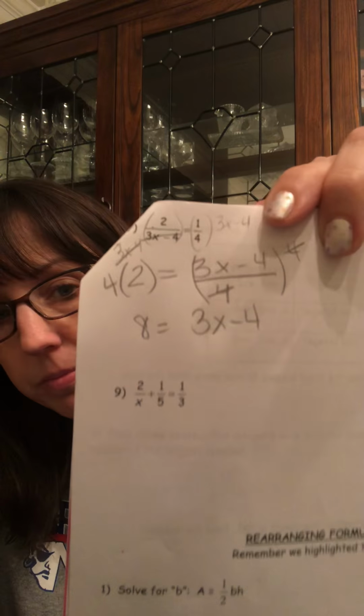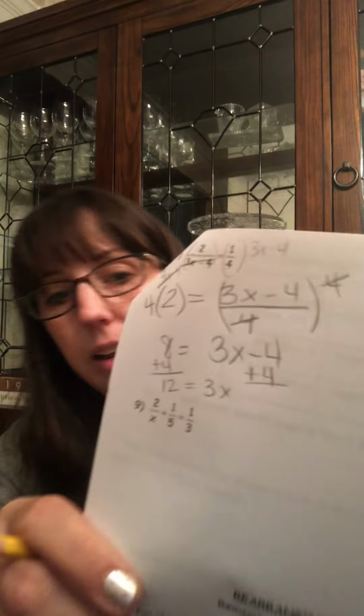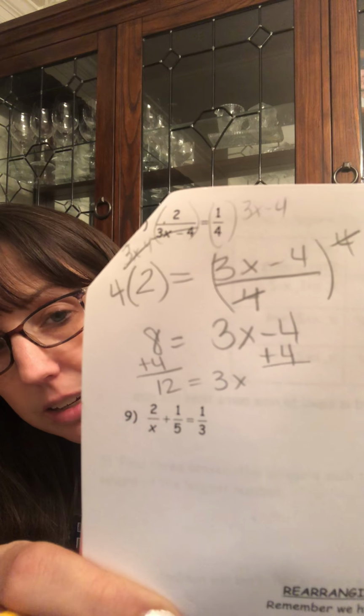So then I still have a fraction on the other side. I'm going to multiply that times 4. The tops and the bottoms are going to cancel out. And I'll multiply the 2 times 4, which gives me 8 equals 3x minus 4. I'm looking to get that x all by itself. In order to do that, I need to get the 4 on the other side. When I do that, I'm gonna add that on both sides. And I have 12 equals 3x.